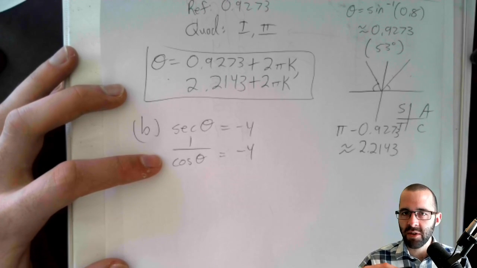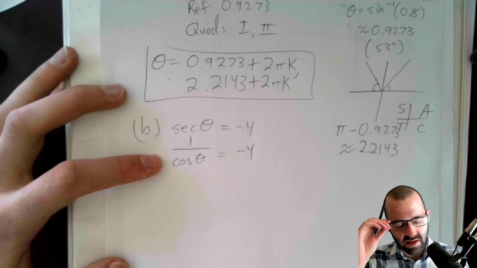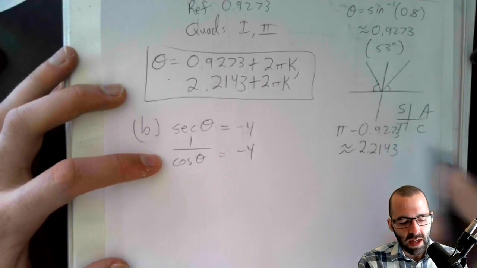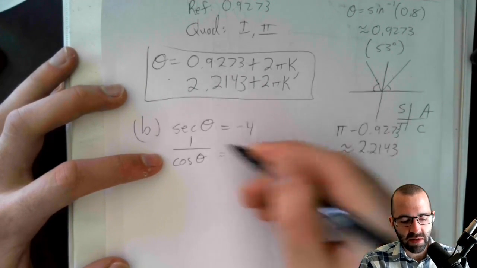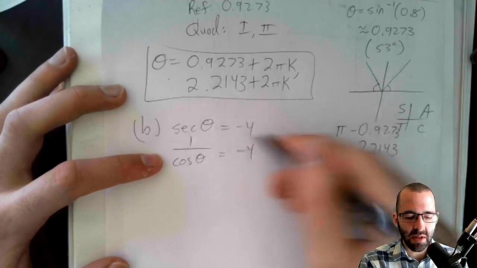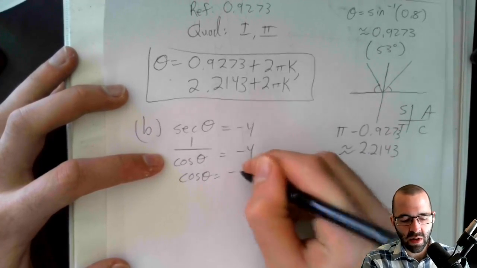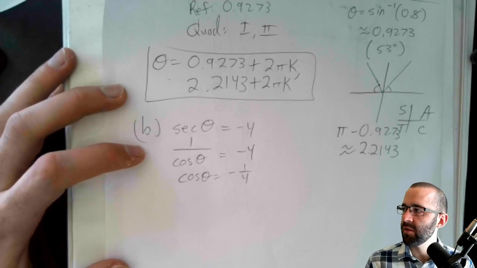Reciprocal functions and inverse functions do not mesh very well. It usually causes problems, and there's a lot of easy mistakes to make. And again, we can take the reciprocal of both sides, and that's still equal. So we get that cosine of theta equals the reciprocal of -4, which is -1/4.